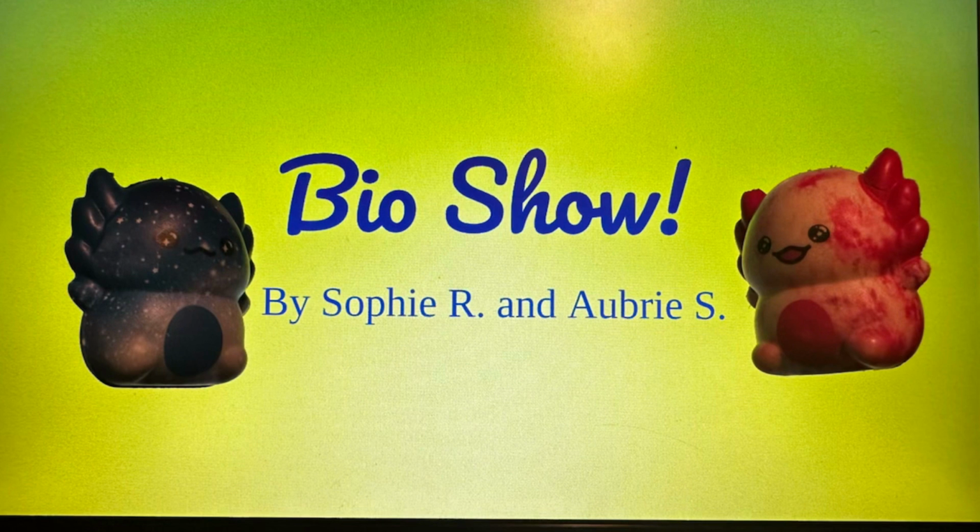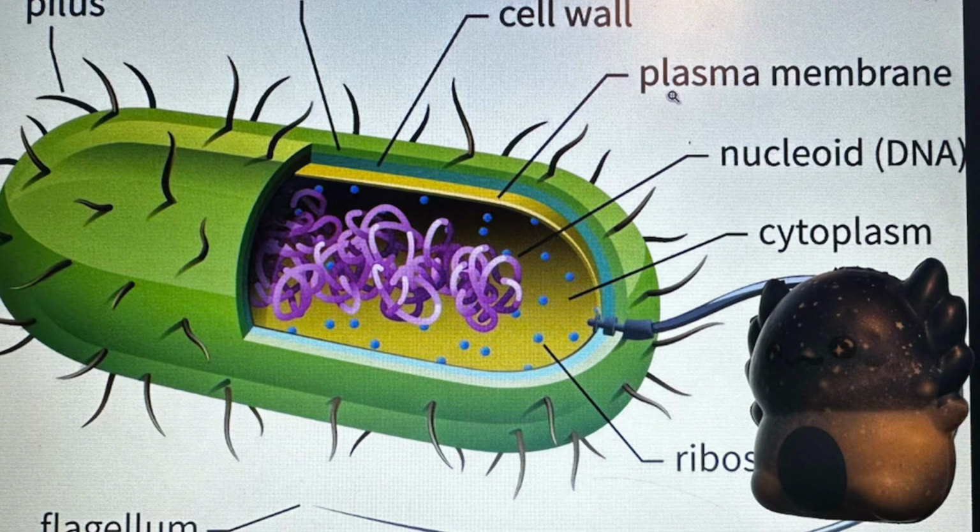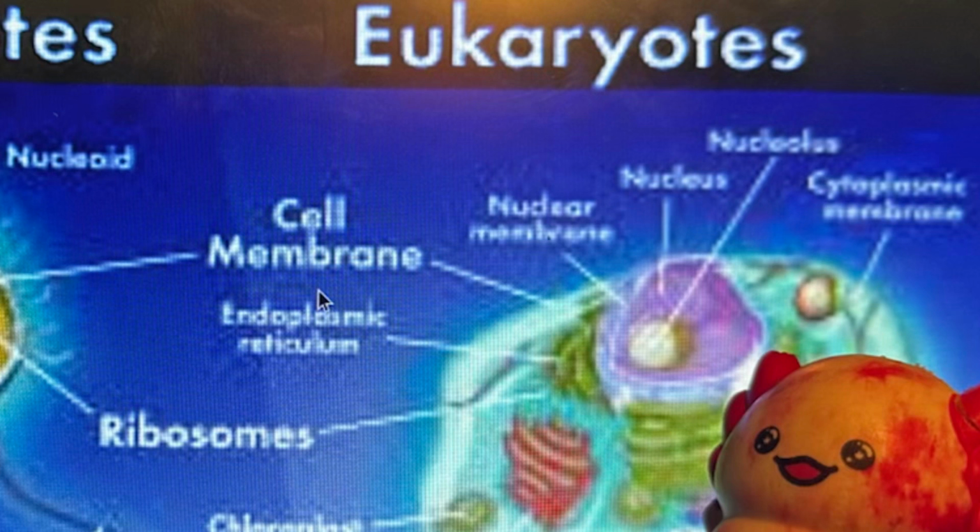There are two different types of cells, prokaryotic and eukaryotic. Prokaryotic organisms are simple single-celled organisms, which are bacteria and archaea. They don't have a nucleus and they lack many other membrane-bound organelles. Eukaryotic organisms are complex multicellular organisms. Eukaryotic cells have a nucleus and much more complex organelles than a prokaryotic cell.